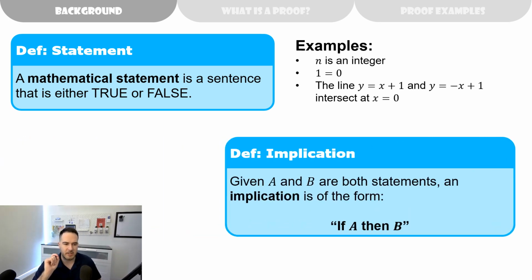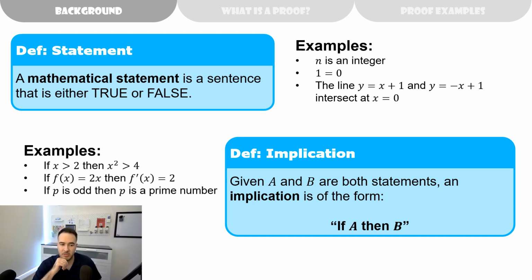Next is something called an implication. These are the ways that proofs are written 99% of the time. So, given A and B are both statements that can be true or false, an implication is of the form: if A, then B. Given A is a statement, if A is true, then B is true. This is an implication in itself. These are how proofs are written.